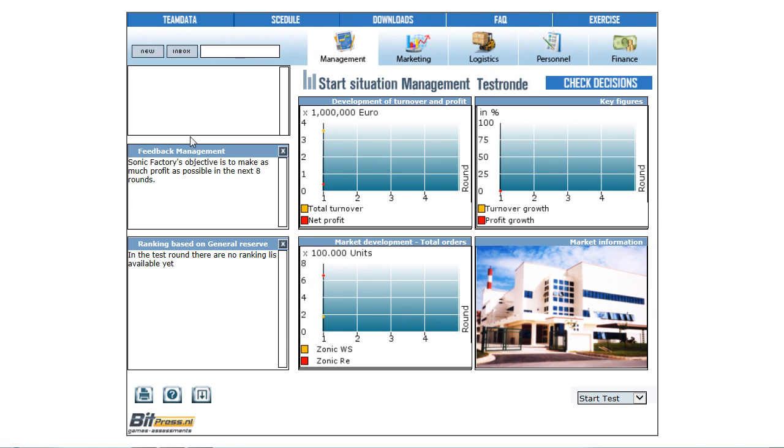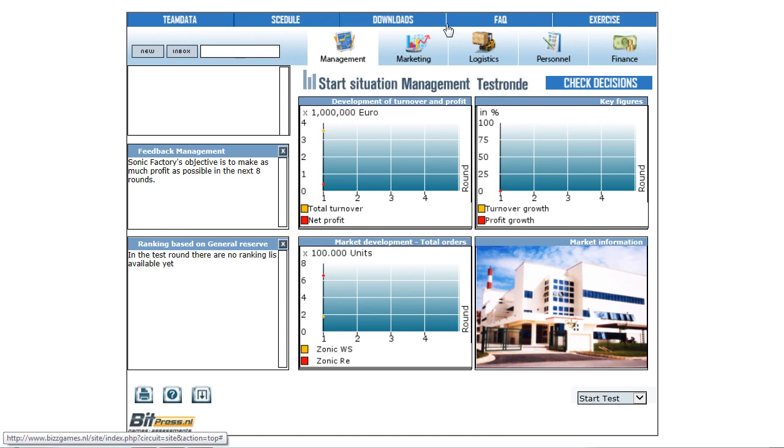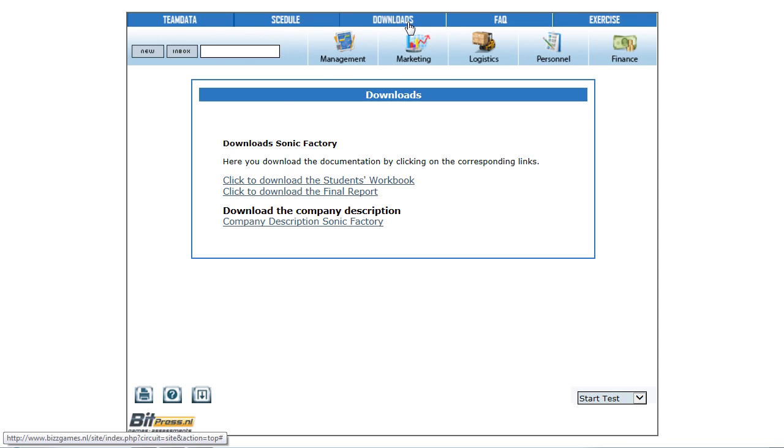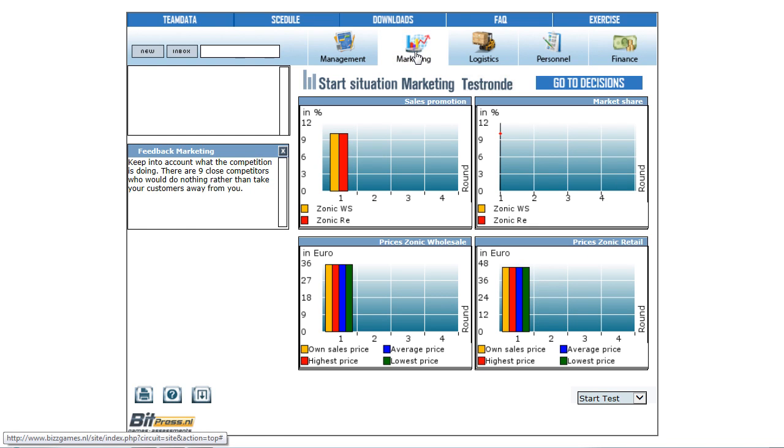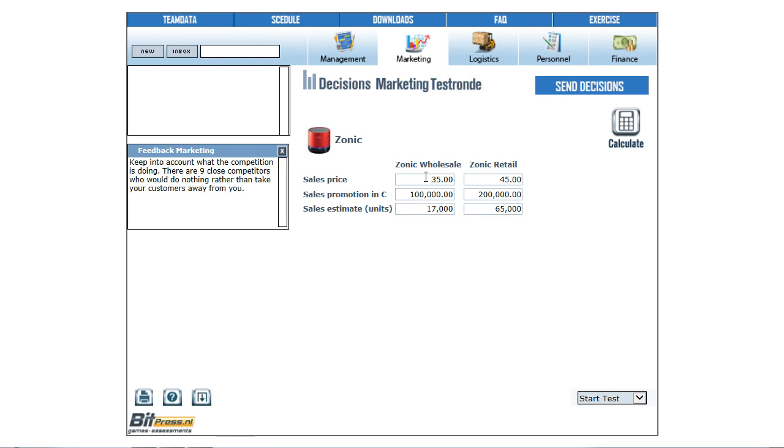There's an inbox for messages, a feedback box for every department, and after the processing of a round, the ranking will appear. Every round we start by reading the market information. The information for the test round can be found in the company description that can be downloaded. Please read this carefully. At marketing you will find information about prices, sales promotions and market shares. On the decision page of marketing you can fill in the price, sales promotions and your sales estimate for every product market combination.